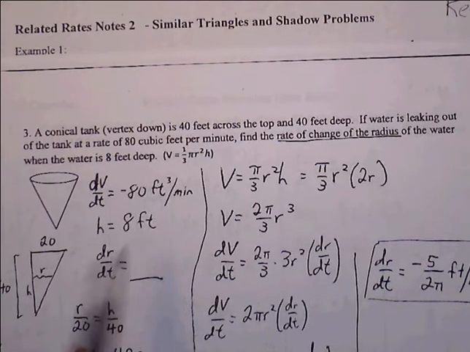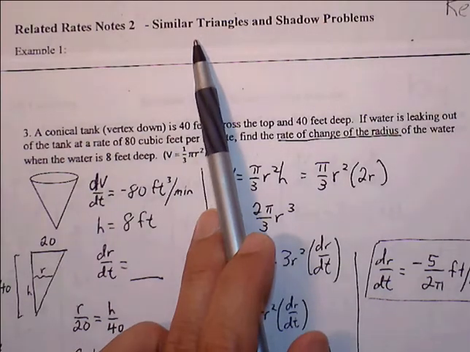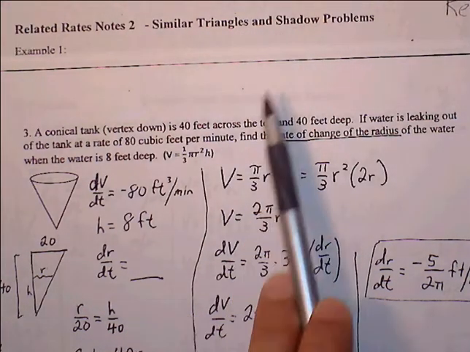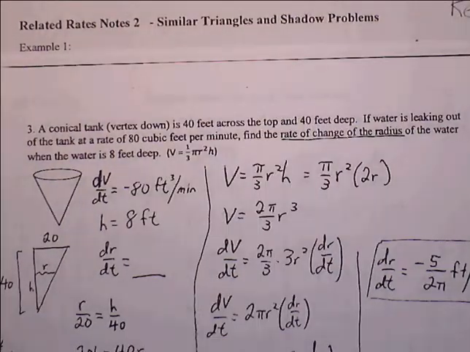We're going to continue with the back page of the Related Rates Notes 2. We just got through talking about similar triangles and the shadow problem. Here's another similar triangle problem, number 3.